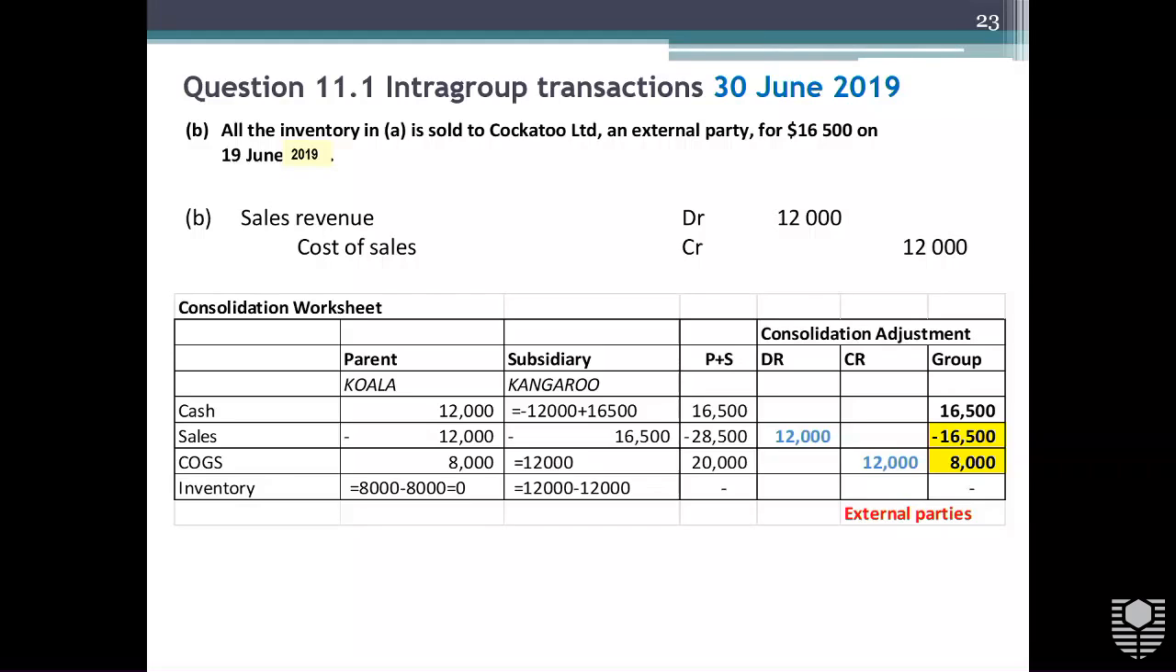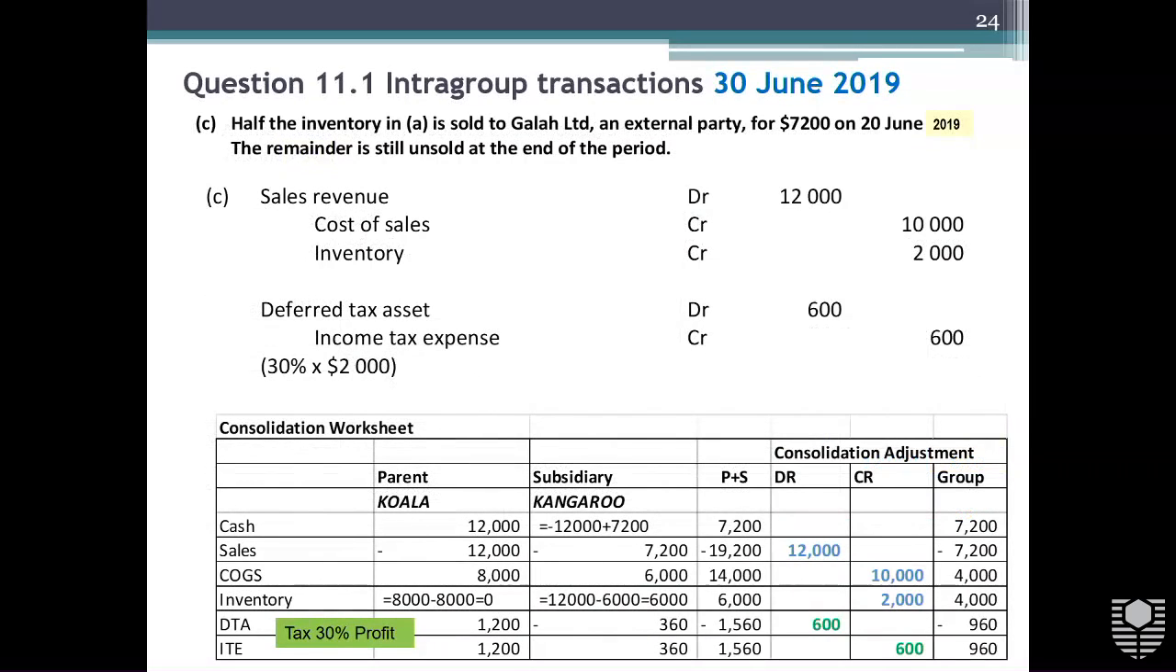Okay, so number C, this is a different scenario. Half of the inventory in A is sold to Galar, an external party, for 7,200. The remainder is unsold at the end of the period. So what that means is we need to be showing sales. Cash has increased by 7,200, sales of 7,200. The original value of the inventory was 8,000. Half of it has been sold, so our cost of goods sold must be 4,000. The value of our inventory must be 4,000.